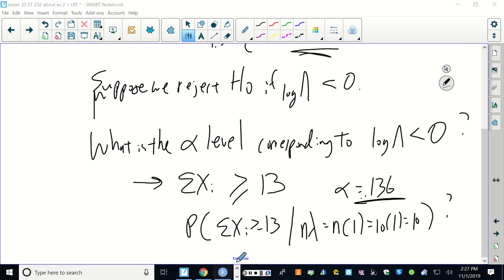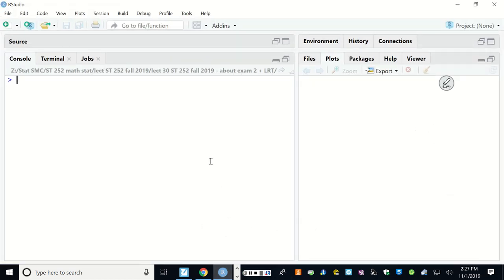And so in R, there's probabilities of Poisson. The probability that you're less than or equal to 12 when lambda is 10 is about 79%. So the chance that you're bigger than 12, meaning 13 and above, is 1 minus that. That was about 0.21.